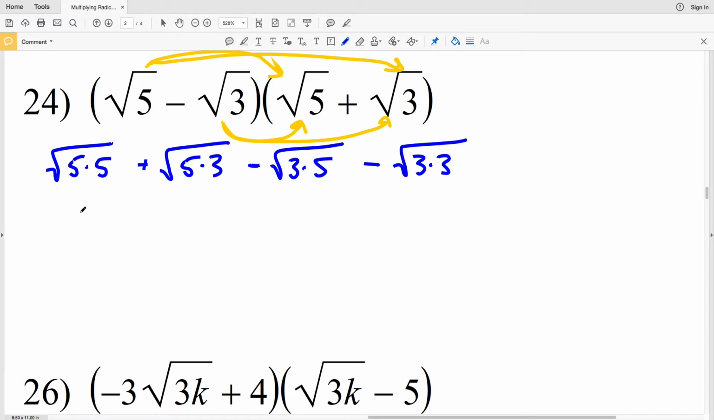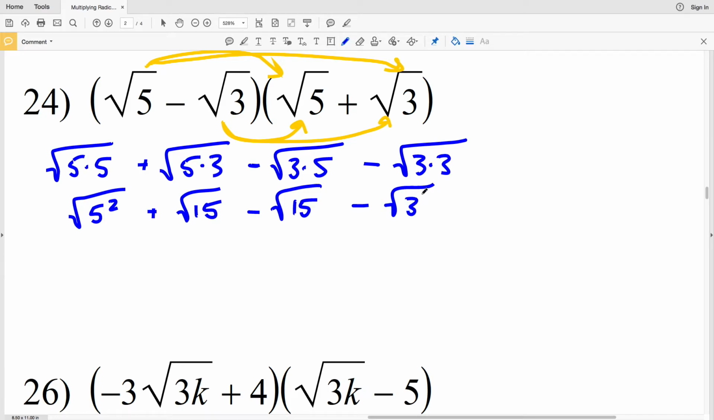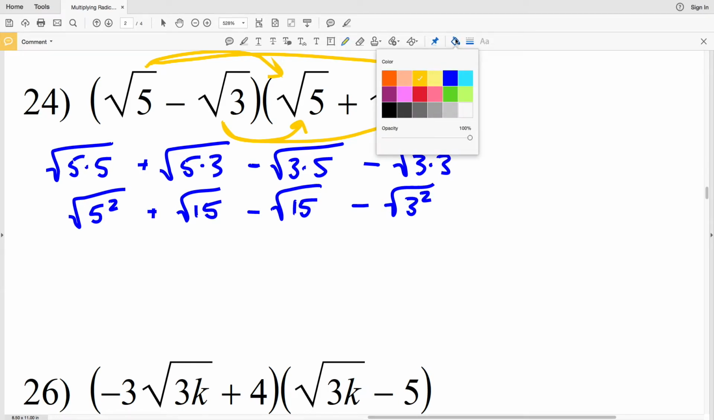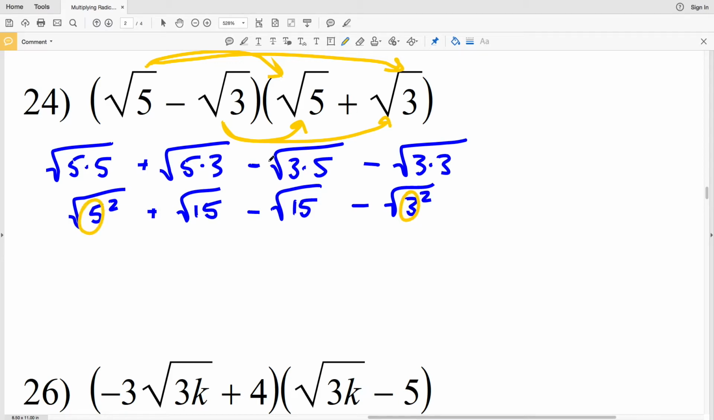Now the square root of 5 times 5 is the square root of 5 squared, plus the square root of 5 times 3 is the square root of 15, minus the square root of 3 times 5 is the square root of 15, minus the square root of 3 times 3 is the square root of 3 squared. So what I'll be doing is pulling out a 3 and pulling out a 5 and combining my like terms.